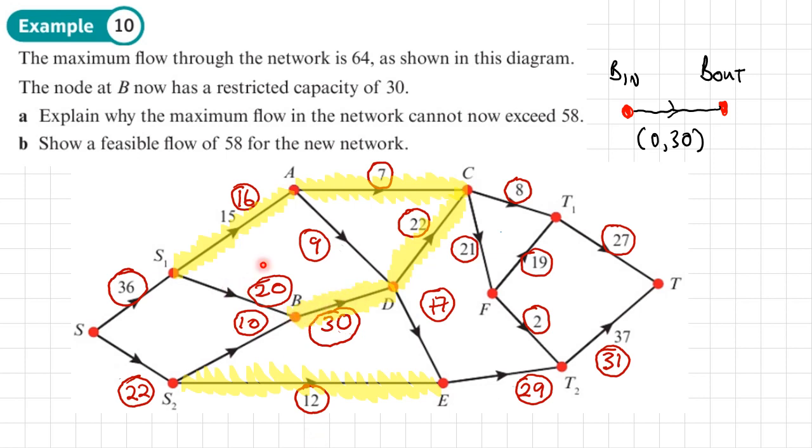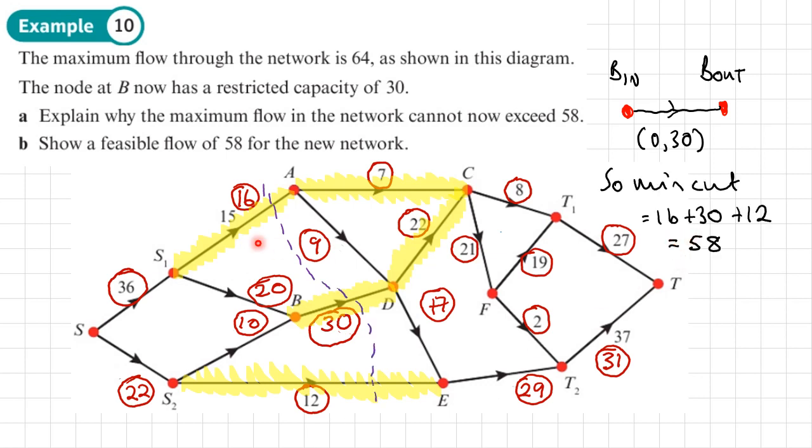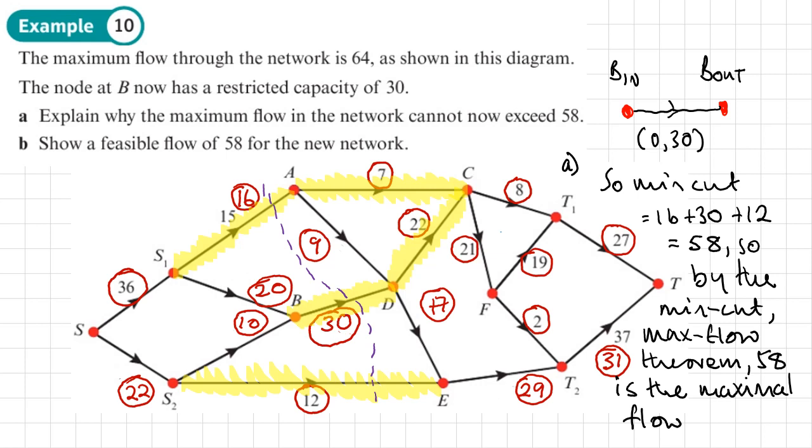So that allows me to find this cut along here like this. So the minimum cut is 16 plus 30 plus 12, which is 58. So by the minimum cut max flow theorem, 58 is the maximal flow. So this answers part A.